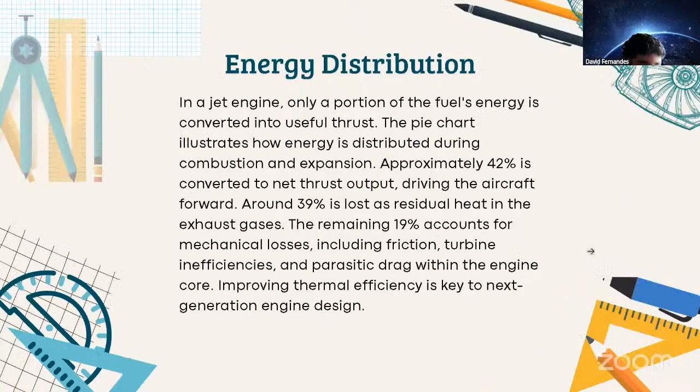Energy distribution. In a jet, only a portion of the fuel's energy is converted into useful thrust. The pie illustrates how energy is distributed during combustion and expansion. Approximately 42% is converted into net thrust output, driving the aircraft forward. Around 39% is lost as residual heat in the exhaust gases.